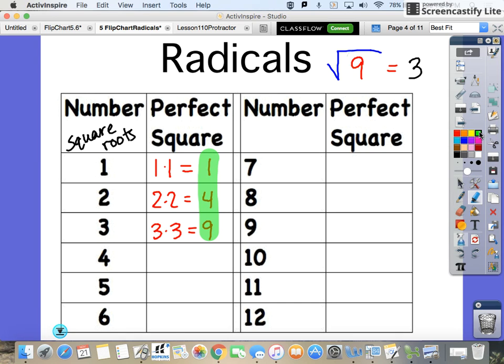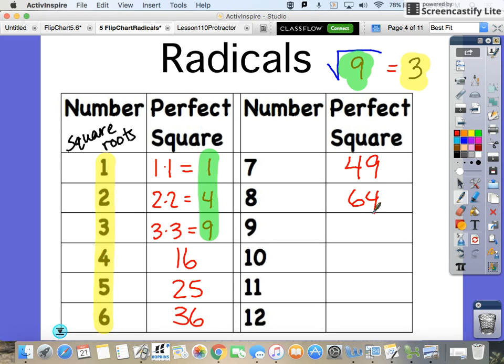So the numbers inside are the perfect squares, and the answers, when you square root them, are on the outside. So if we build a few more, we have 1 times 1, 2 times 2, 3 times 3, 4 times 4 is 16, 5 times 5 is 25, 6 times 6 is 36, 7 times 7, 8 times 8, 9 times 9, 10 times 10, 11 times 11, and 12 times 12. There is an infinite number of perfect squares, but these are the common ones that we will use.